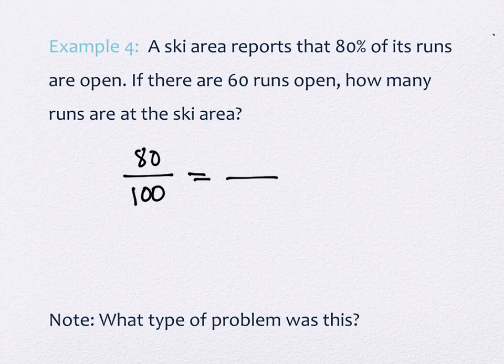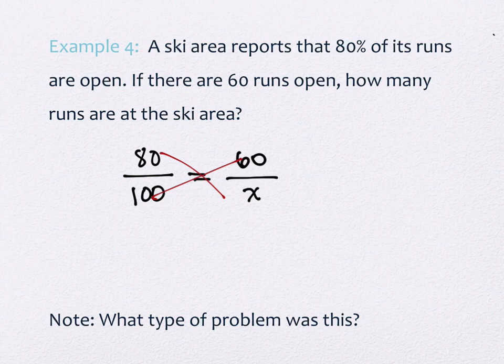Where's the 60 going to go? Because it's got to go somewhere. Okay, why is it going to go on the top? It's not 100% of the runs, right? It's the 80% of the runs. So it's going on the same level of the fraction, if you will, that the 80% went on. And then I'm going to find this one down here at the bottom.